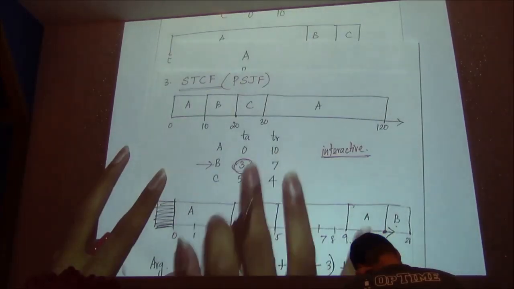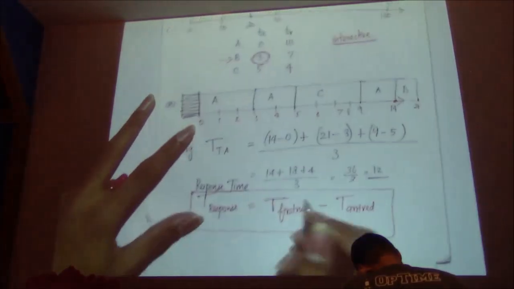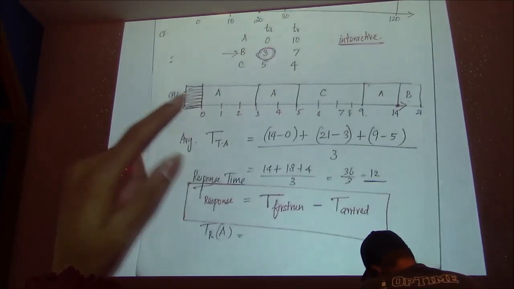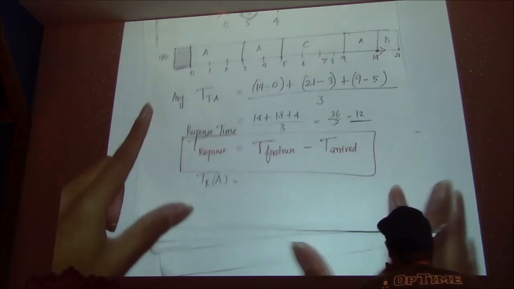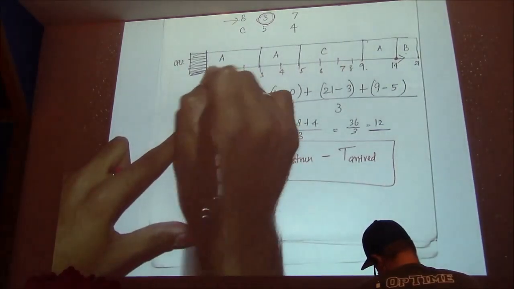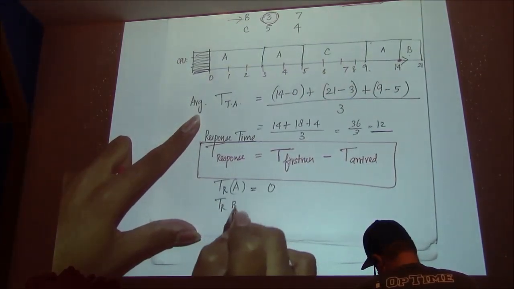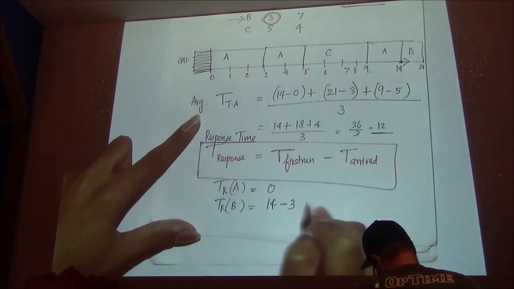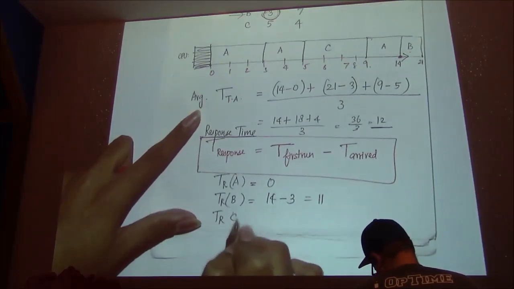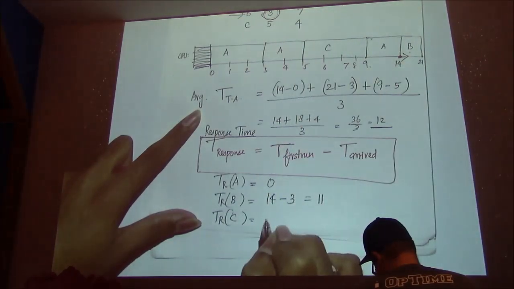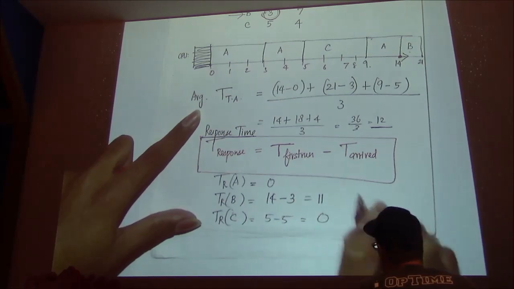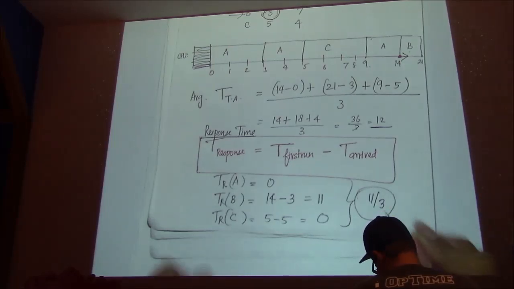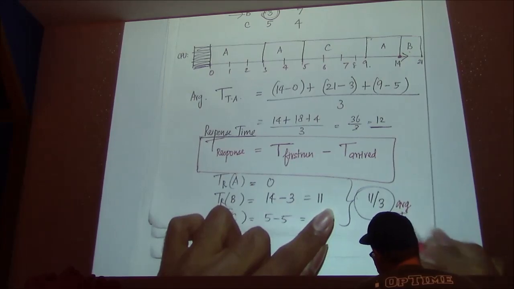So here, in this particular scenario, what was the response time for A? The response time for A was zero, because it arrived at zero and was immediately scheduled. The response time for B: it arrived at time 3 and was first run at time 14, so the response time was 11 here. The response time for C is nothing but 0, because it arrived at 5 and was scheduled at 5. So the average is again going to be 11 by 3. It's the average response time, okay? 11 by 3 is the average response time for these three jobs.